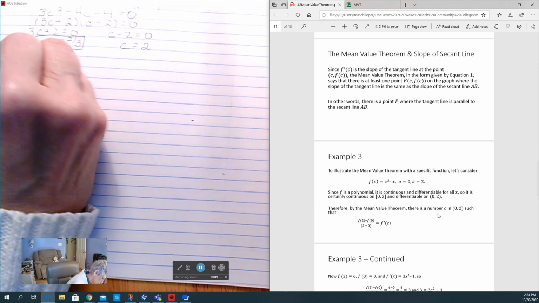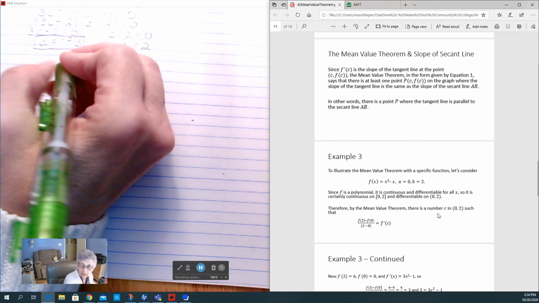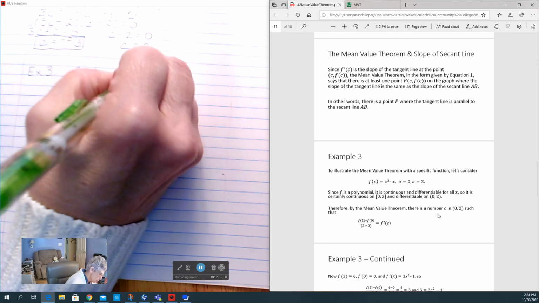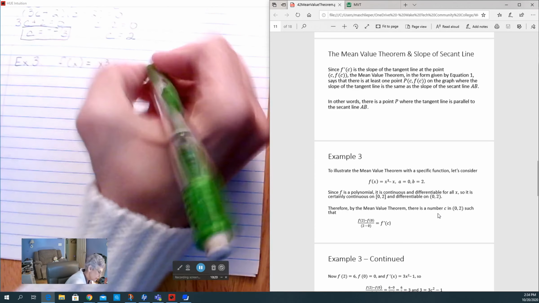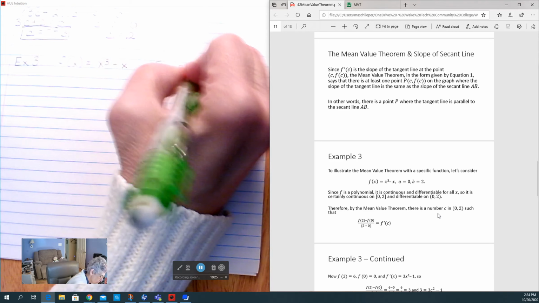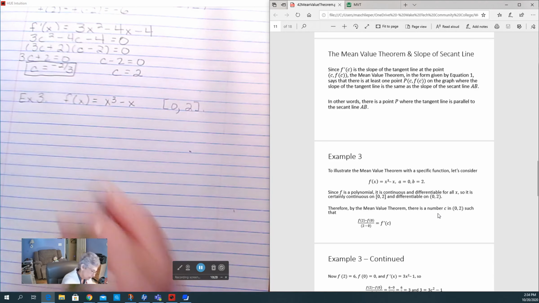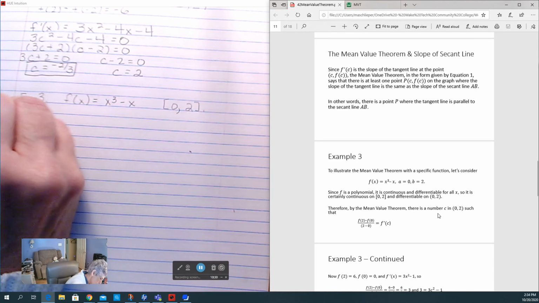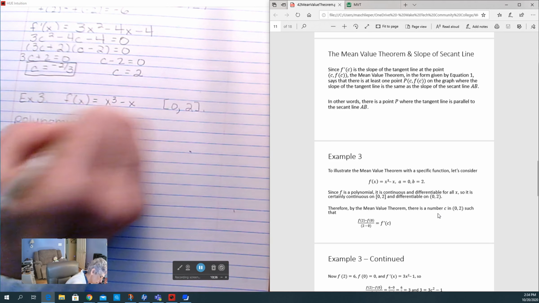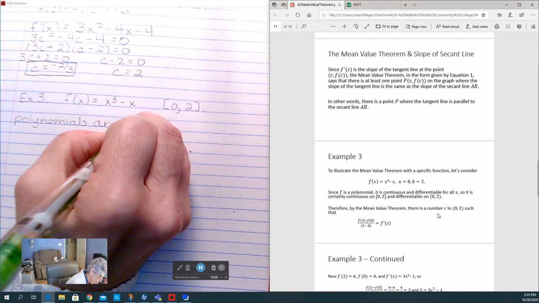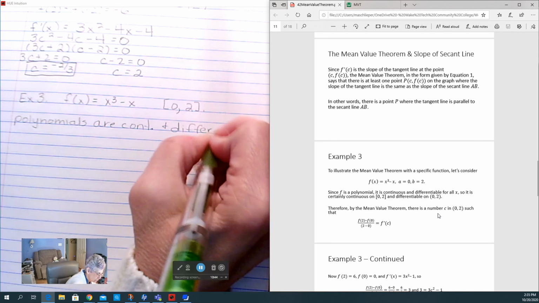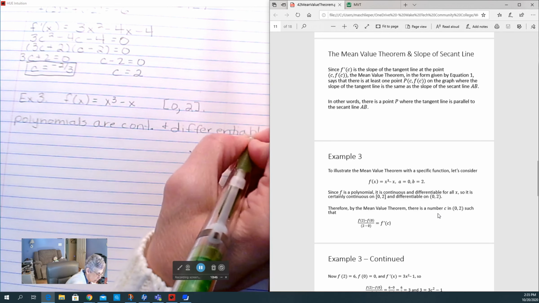Example 3. We have f of x, x cubed minus x, and we're going from 0 to 2. Polynomial, therefore, it is continuous and differentiable everywhere. So definitely from 0 to 2.